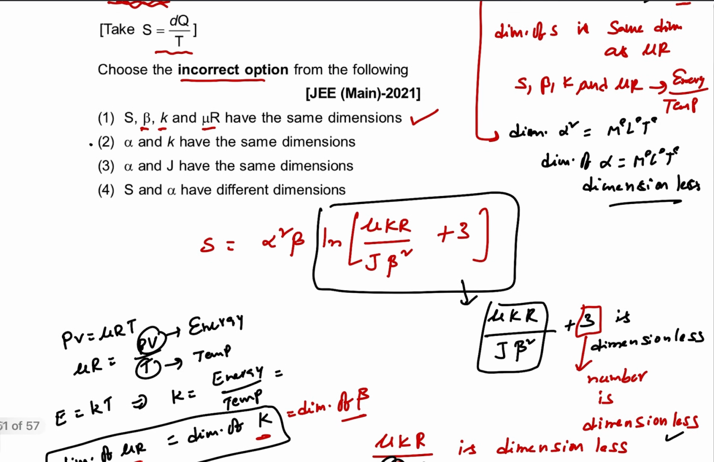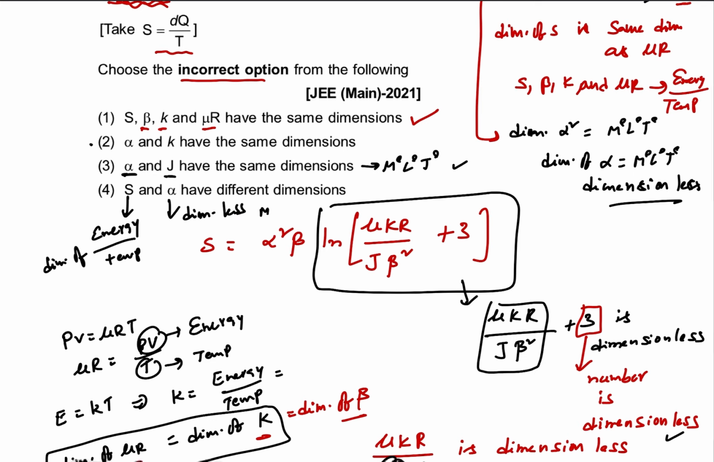I have written j is a number, it is dimensionless. Okay, you can see here j is a number, it is dimensionless. Now you can see alpha is dimensionless, J is dimensionless. Both are having same dimension, that is M0, L0, T0. So this is also correct. S and alpha have different dimensions. S and alpha having obviously different dimensions. What is the dimension of S here? Energy by temperature. Dimension of energy by temperature is the dimension of S. Alpha is dimensionless. That value is M0, L0, T0.